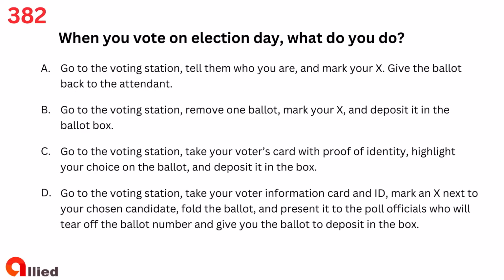Question 382. When you vote on election day, what do you do? A. Go to the voting station, tell them who you are, and mark your X. Give the ballot back to the attendant. B. Go to the voting station, remove one ballot, mark your X, and deposit it in the ballot box. C. Go to the voting station, take your voter's card with proof of identity, highlight your choice on the ballot, and deposit it in the box. D. Go to the voting station, take your voter information card and ID, mark an X next to your chosen candidate, fold the ballot, and present it to the poll officials who will tear off the ballot number and give you the ballot to deposit in the box.